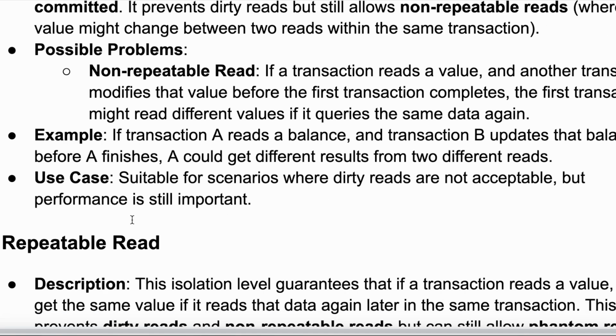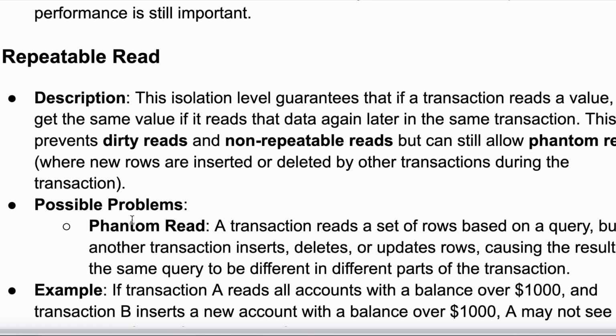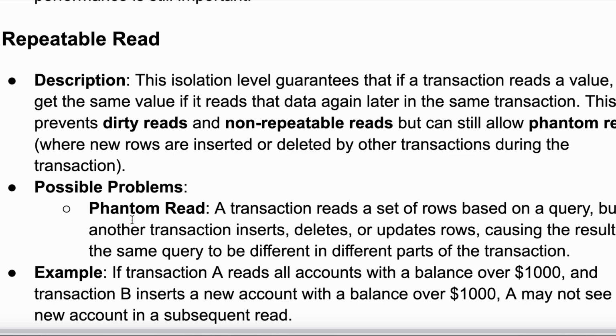You can check the example here. I'll just move to the next so that the video does not get too long. Third is repeatable read. So this isolation level guarantees that if a transaction reads a value, it will get the same value if it reads the data again later in the same transaction. So this prevents dirty reads and non-repeatable reads, but can still allow phantom reads, where new rows are inserted or deleted by another transaction during the transaction.